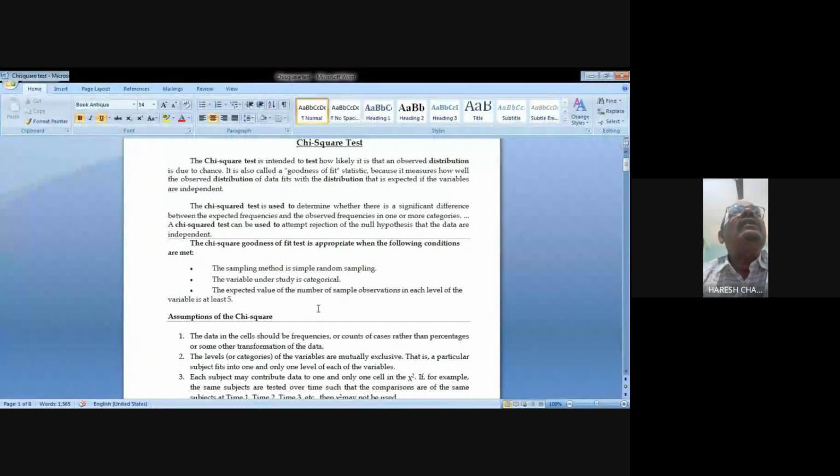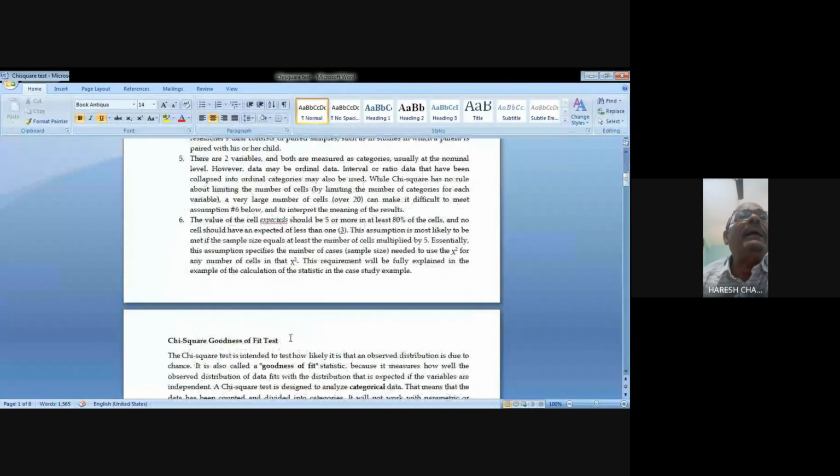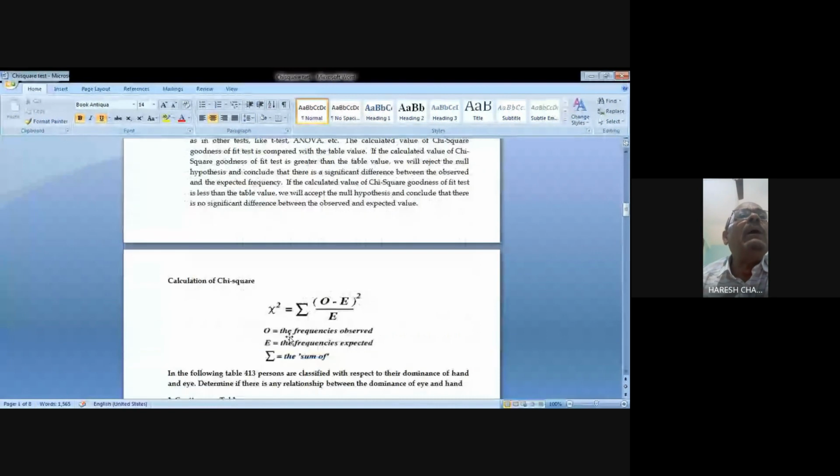The chi-square test is intended to test how likely it is that an observed distribution is due to chance. It is also called a goodness of fit statistic because it measures how well the observed distribution of data fits with the distribution that is expected if the variables are independent. It is actually a kind of statistics which helps you understand the characteristics of the distribution of data. Let me first go to the practical aspect or the calculation aspect. Then I will tell you what is that.